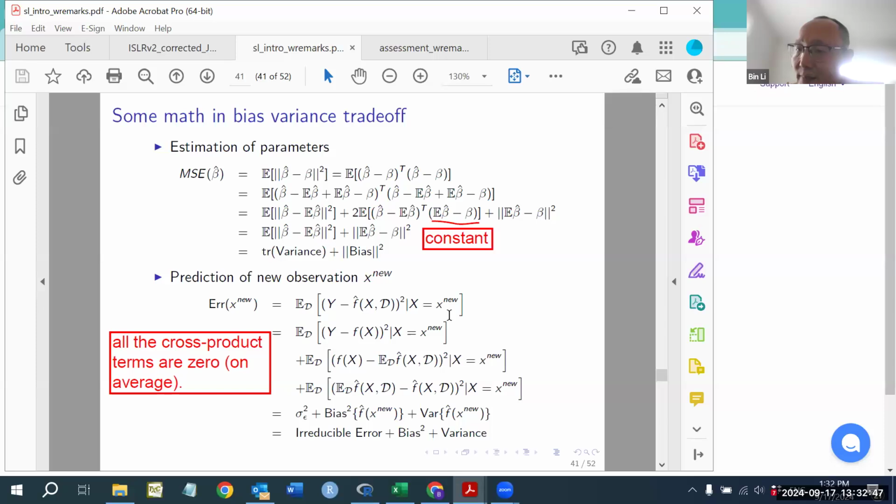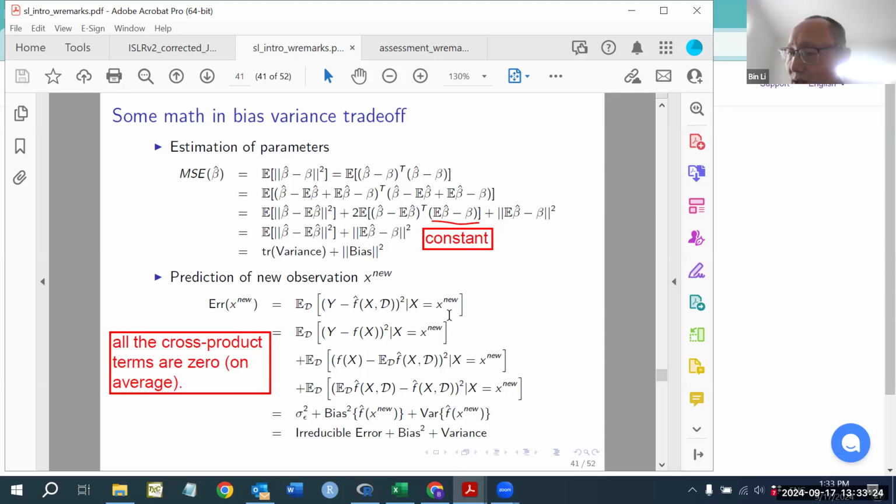One is estimating the parameters. The other one is the prediction on new observations. So these are the two different situations, right? The first one is an estimation problem. The second one is a prediction problem. Estimation of a parameter is related to statistical inference. Prediction is different, right? So in these two different situations, we can prove the bias variance trade-off applies in both situations.